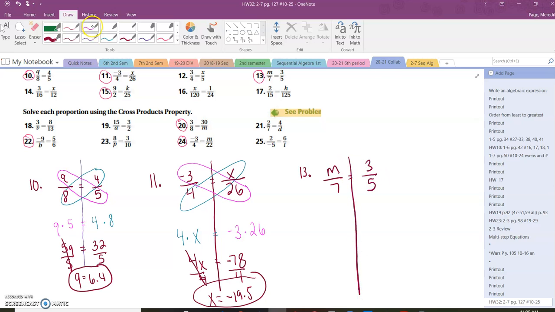Okay, I'm going to use my different color loops, and I'm going to multiply m times 5. And then in blue, I'm going to multiply 7 times 3. Now you'll notice cross multiplying, you're multiplying those numbers together, okay? So the m times 5 is what I'm going to do first because I want my m on the left-hand side, okay?